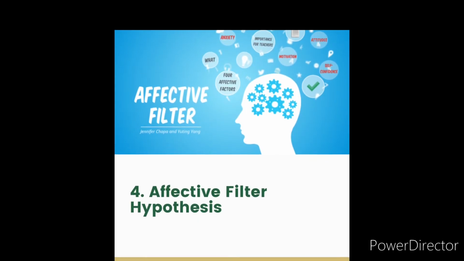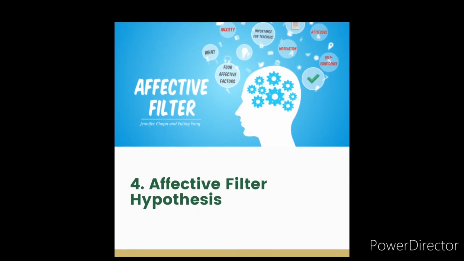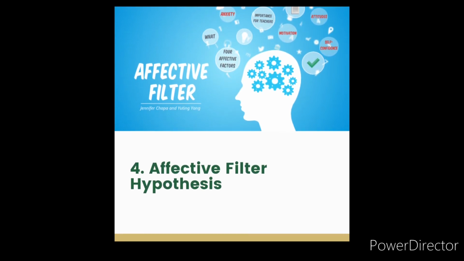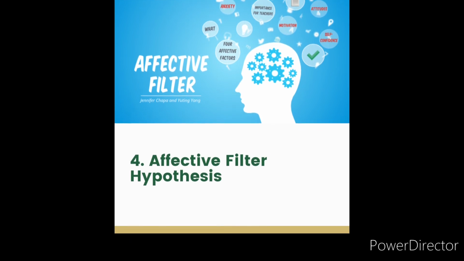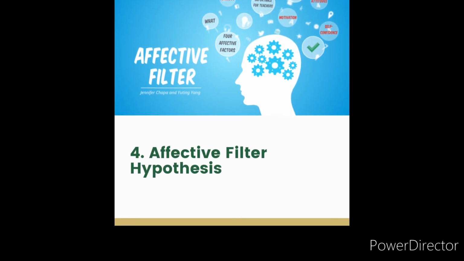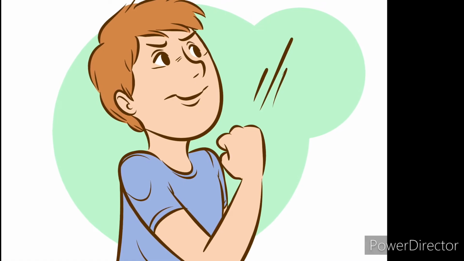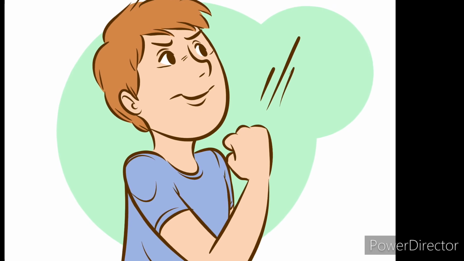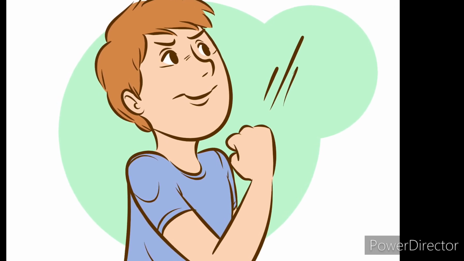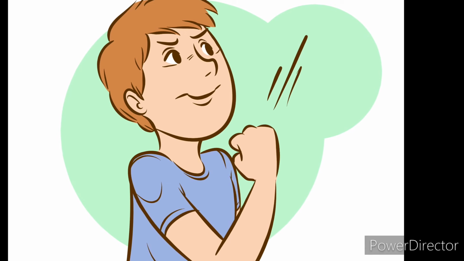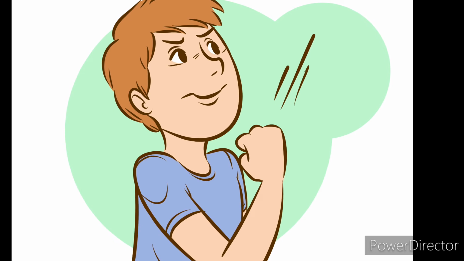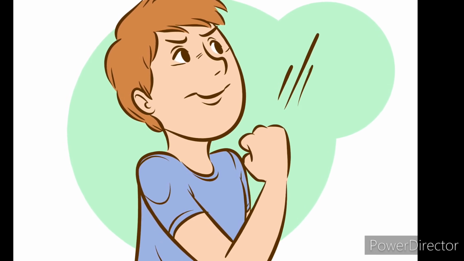Number 4. The affective filter hypothesis. This hypothesis says that a number of affective variables play a facilitative but non-causal role in second language acquisition. These variables include motivation, self-confidence, anxiety, and personal traits. Krashen claims that learners with high motivation, self-confidence, a good self-image, a low level of anxiety, and extroversion are better equipped for success in second language acquisition.